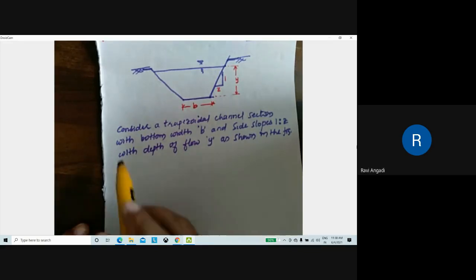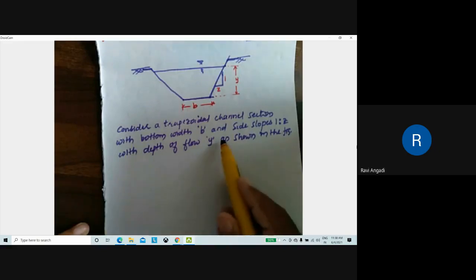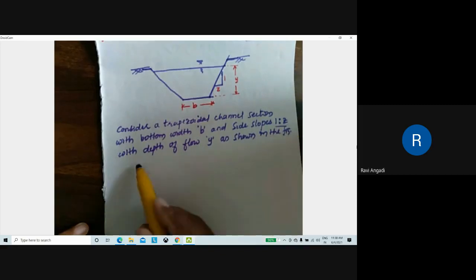After this, this is the sentence you have to write before deriving the most economical dimensions of trapezoidal section. Consider a trapezoidal channel section with bottom width B and side slopes 1 is to Z. This is a side slope. It's not a bed slope, it is a side slope. Bed slope is different. With the depth of flow Y as shown in the figure.